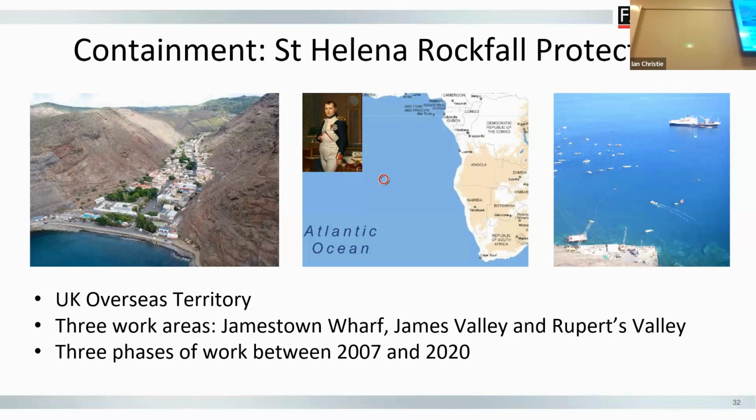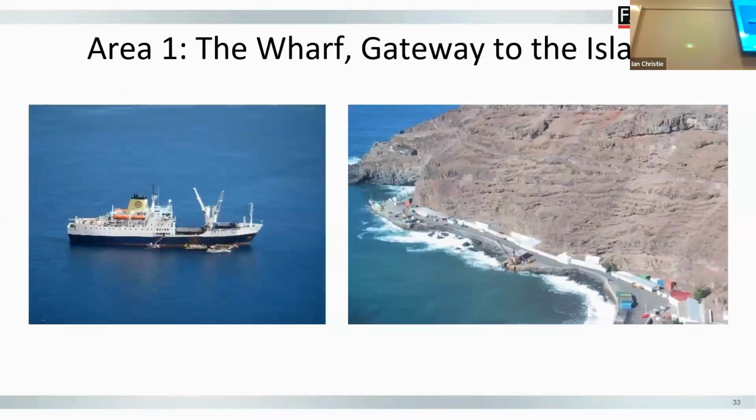So 3 phases of work between 2007 and then up to 2020. And the areas are known as Jamestown Wharf and James Valley, which is the main town on the left-hand side there. And then Rupert's Valley is basically the next little valley over. So just a few photos of what these areas look like. So area 1 was the wharf. Now, when this work was done, that was the only way onto the island. The airport hadn't been built yet. So everyone and everything had to arrive on the little ship there, and it had to go along this little road with these little buildings underneath that rather nasty looking rock face there.